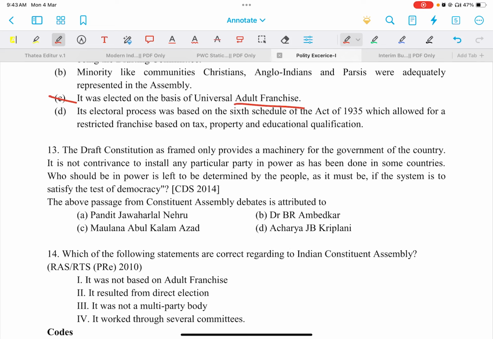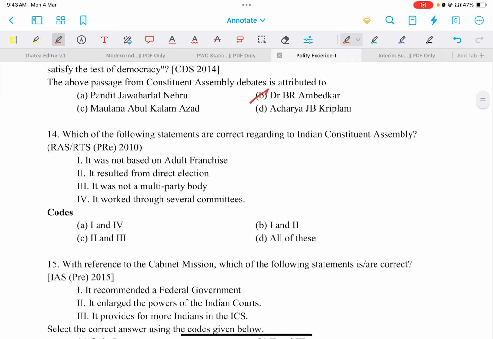If the system is satisfied to the test of democracy, the above passage from Constituent Assembly debate is attributed to B.R. Ambedkar.